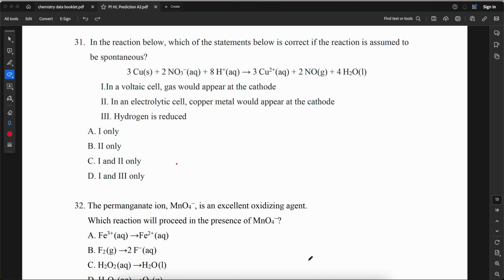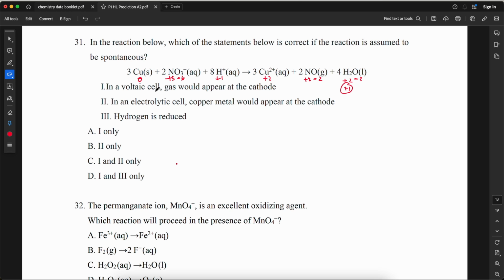In the reaction below, which of the statements below is correct if the reaction is assumed to be spontaneous? So the reaction below is a spontaneous reaction, which is a voltaic cell. Let's check which one is the oxidation and reduction. So this one is -6, and that would be +5 because it equals -1. This one is +1, this one is 0, this one is +2, this one is -2, so +2, and this one -2, +2, and then +1.